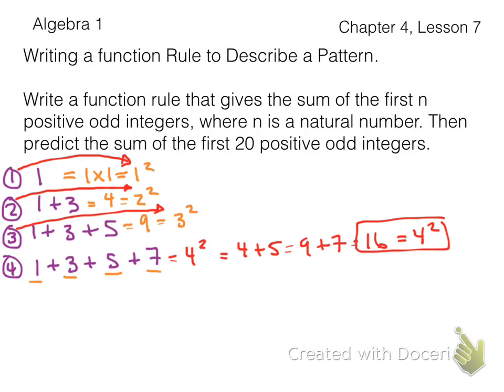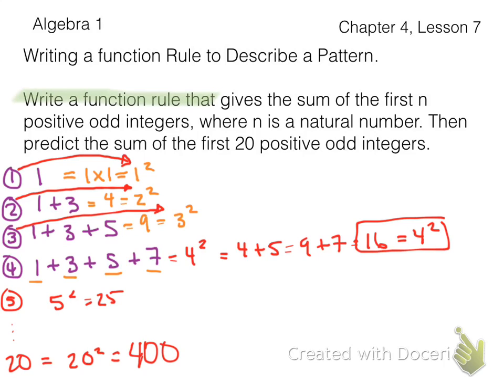So 5 integers would be 5 squared, which would be 25, and all the way down to 20 would be 20 squared, which I'm going to need to pull out my big calculator for because I don't want to have to sit here and do it for you. So that would be 20 squared is 400. So the answer is 400, but they also asked us to write a function rule.